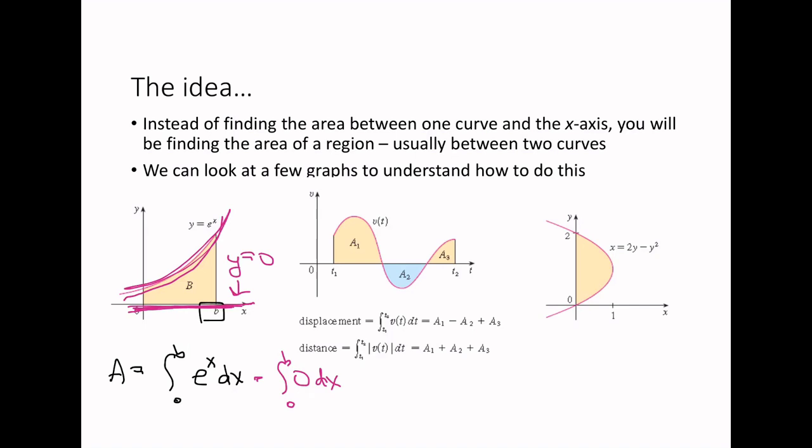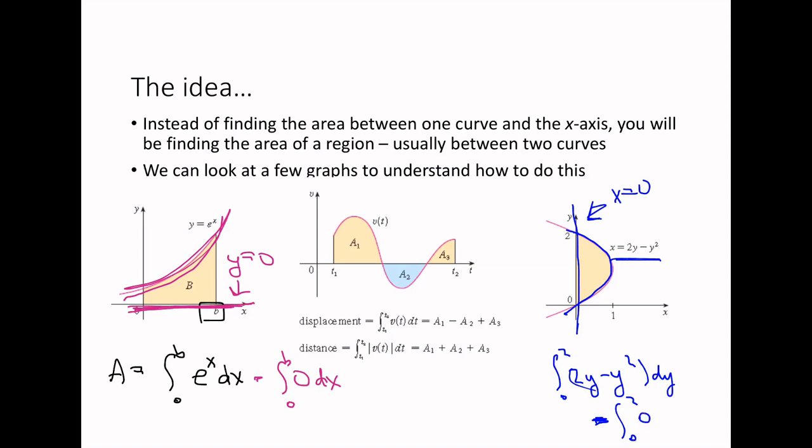Similarly, we can look at this function as x equals 2y minus y squared, and then we can look at this as x equals 0. So we can take the integral of the right side function, what does this look to be, from 0 to 2, and we could subtract the integral of the left function.